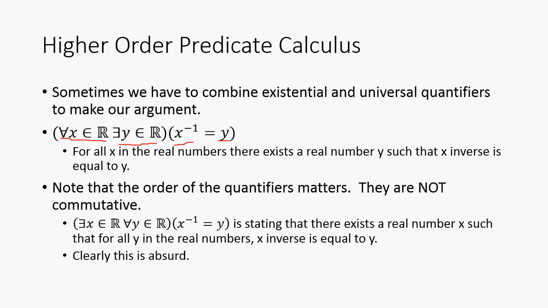All right. Note that the order of the quantifiers matters. They're non-commutative. If we flip them in the example above, we would say that there exists some x for all the real numbers such that the inverse of x is y. So it's saying that there's one number that is equivalent to the inverse of all the numbers in the real numbers, and that's clearly not the case.